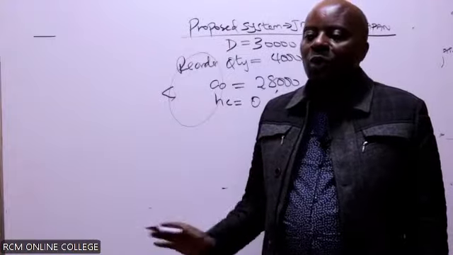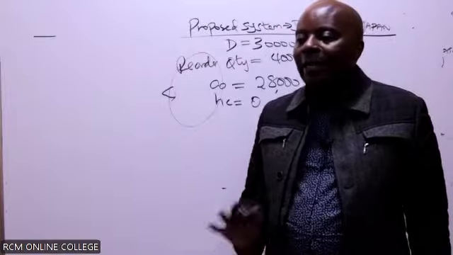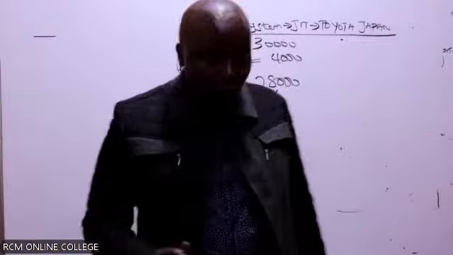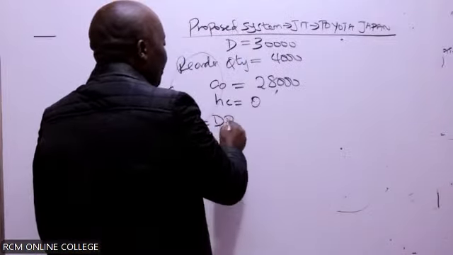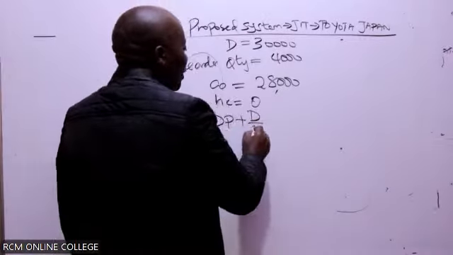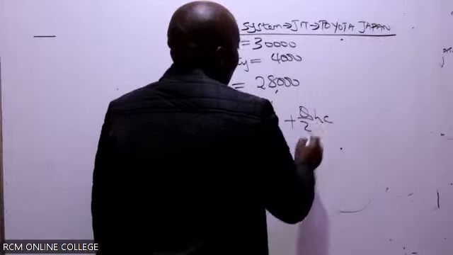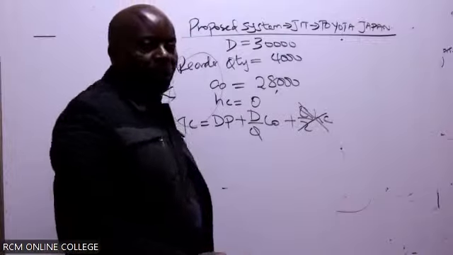So because we are not computing EOQ, here straight away we shall be able to go ahead and get total cost. So our total cost in this case here will be DP, D over Q, CO, plus average stock, HC. And remember, you can as well forget about that because we know that the holding cost will be 0.